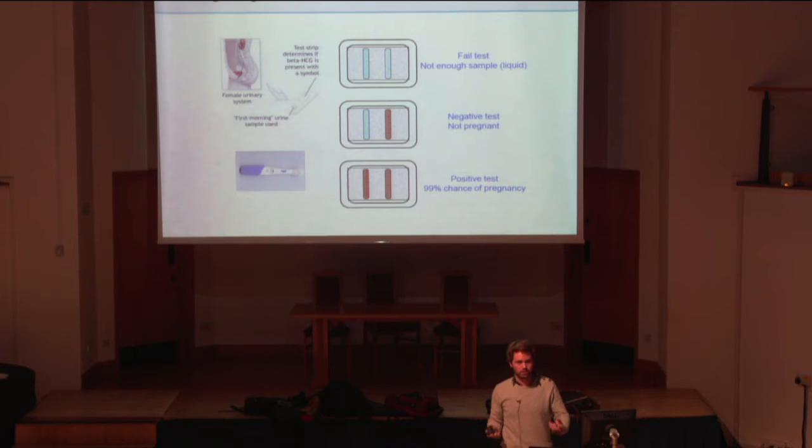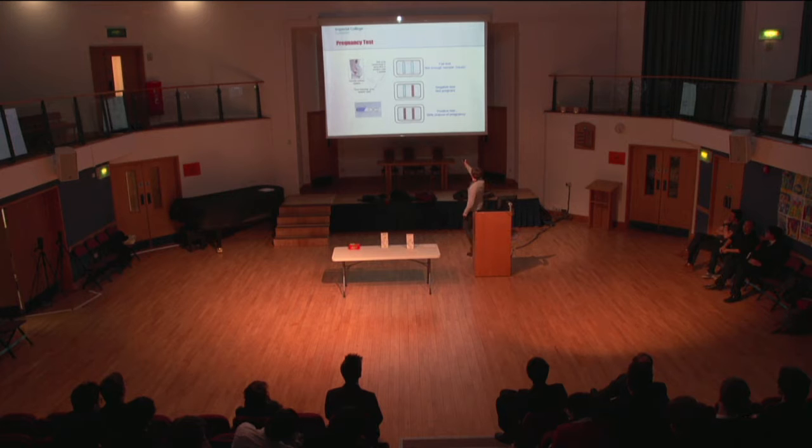If both lines aren't red, that means there wasn't enough urine to make the gold particles travel to the test line and the control line, and you don't know anything. That's why you need one stripe to know that the test was fine, and the second one to tell you if you're pregnant or not.